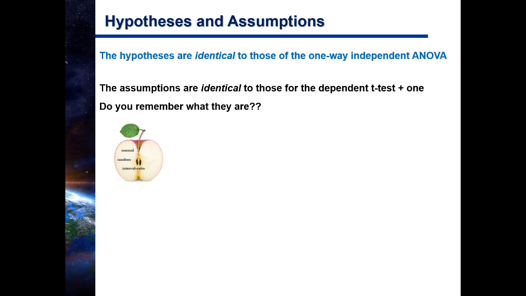The one-way repeated ANOVA has an additional assumption. I glanced up here and got sidetracked, okay? But we're talking about the assumptions for the one-way repeated ANOVA. So we have the core plus one more, and it is called sphericity.